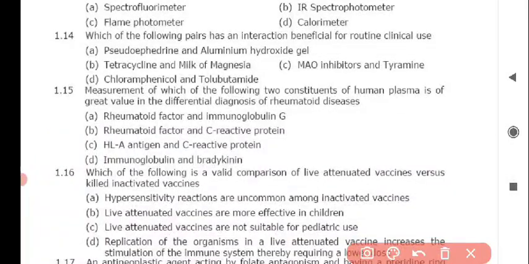Next question is, which of the following pairs has an interaction beneficial for routine clinical use? So the correct answer is option A, pseudoephedrine and aluminum hydroxide gel. Next question is, measurement of which of the following two constituents of human plasma is of great value in the differential diagnosis of rheumatoid disease? So the correct answer for this is option A, rheumatoid factor and immunoglobulin G.